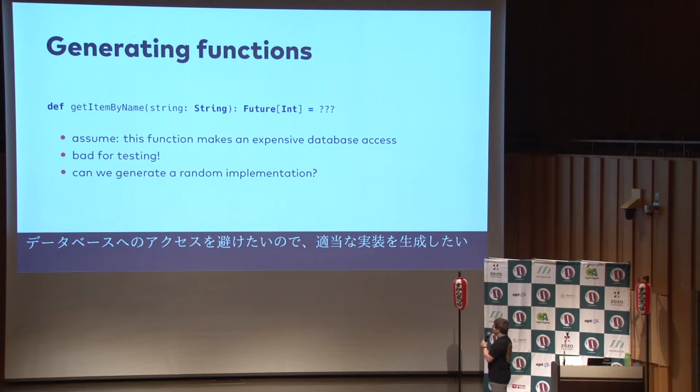But the problem is that it's bad for testing, right? So when you want to test the shopping cart in isolation, you don't necessarily want to do these database lookups. In particular, if you test the shopping cart, you don't actually care what prices there are for the products. You just care that there are some prices for products. So the question is, can we generate a random implementation of this method? Can we actually generate a random value of type string to int? And the answer is yes, we can do that.